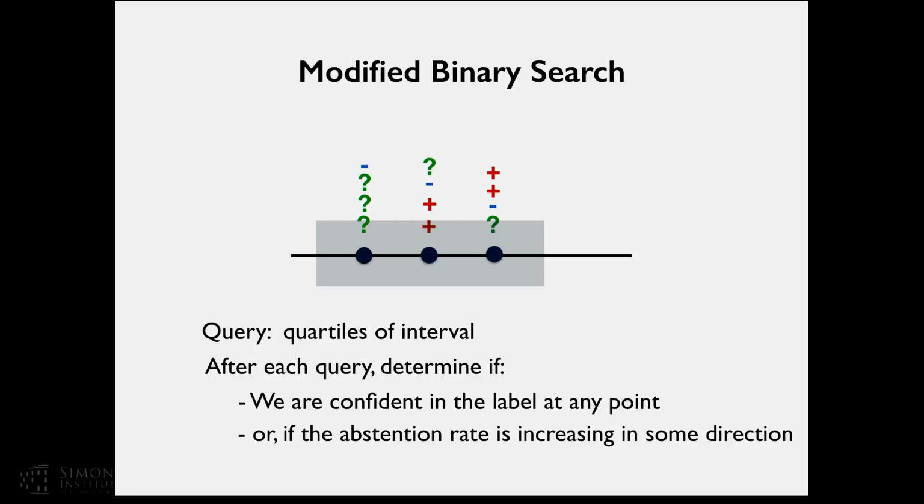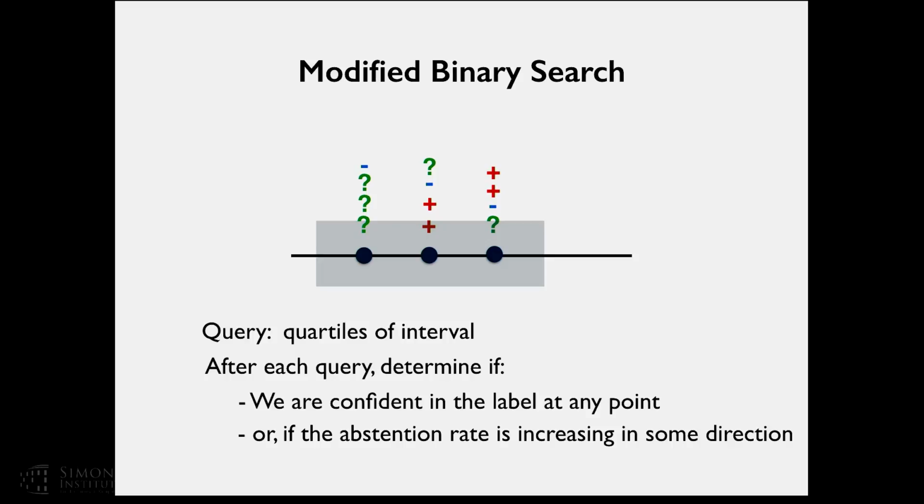So for example, here what might happen is, I can't draw that many pluses and minuses, but maybe here you see five pluses and one minus and one abstention, and then you can say, after my hypothesis test, I'm pretty confident that this is going to be a plus, and so then you know the label and you can truncate the interval. Or you could similarly decide that the label was minus, or you could figure out, based on the responses that you have gotten, that the abstention rate is going up in one direction, and then you could decide, okay, it looks like the abstention rate is going up in this direction, so C star is in that direction.